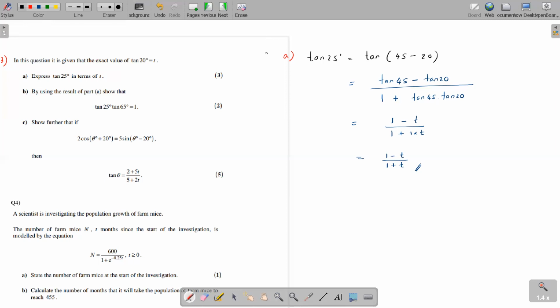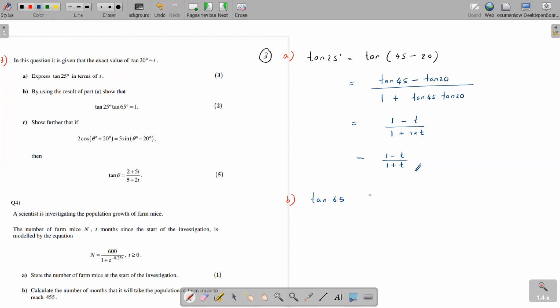Then part B. By using the result of part A, show that tan 25 tan 65 equals 1. So again, a strategic question, right? Tan 25, we know the value: 1 minus t over 1 plus t. Then again, you have to do something similar for tan 65, right? Did you all do that? Is that the way you all did this, or do you have some other strategy?